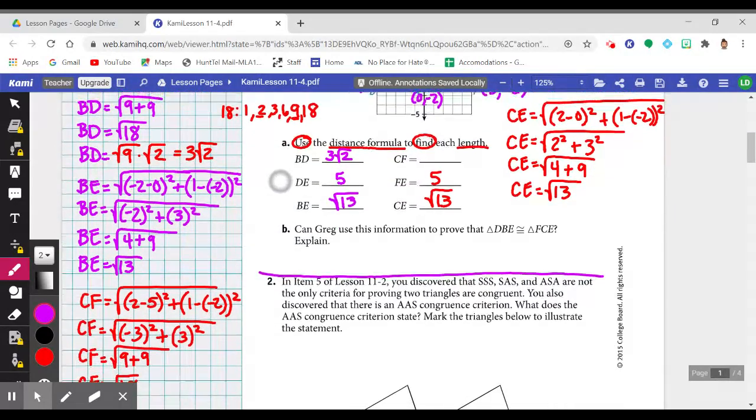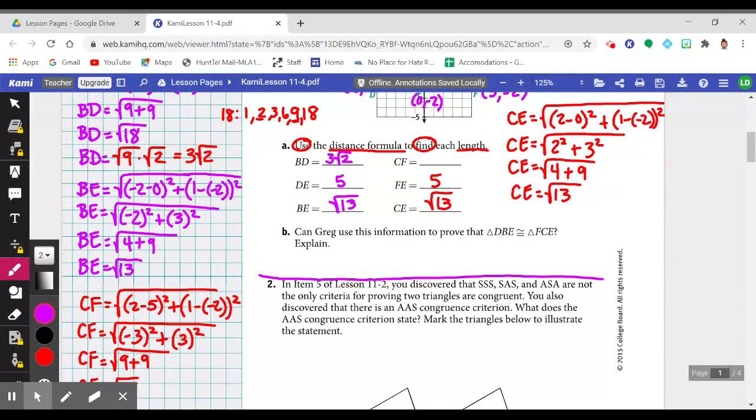Now, if you notice the work for BE over here, square root of 13, if you're wondering why we didn't simplify it like we did with 18, well, 13 is a prime number. Its only factors are 1 and 13. And it being also a non-perfect square, square root of 13 is as simple as we can go with it. So notice the length of BE is square root of 13, and so is the length of CE.